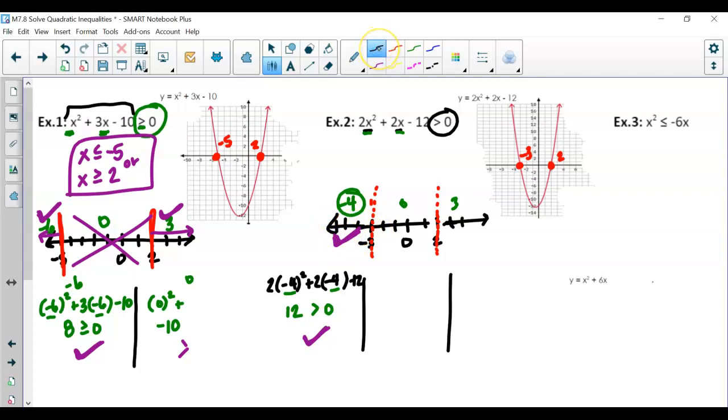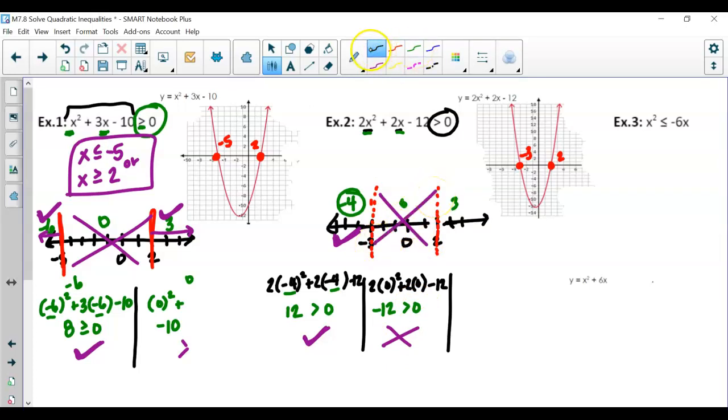So now let's go to the next. We've got 2 times 0 squared plus 2 times 0 minus 12. Here you simplify and you get negative 12. Is negative 12 greater than 0? No, it's less than. So this section is not a solution.